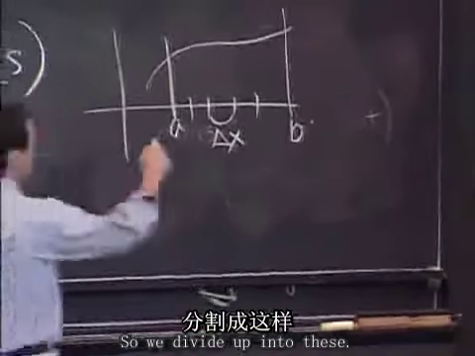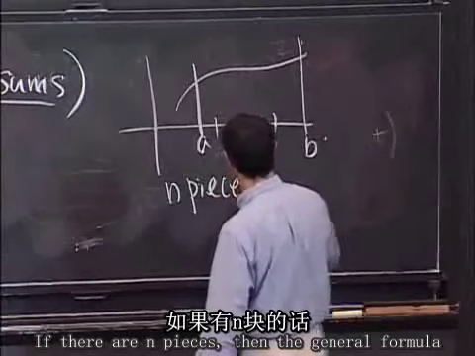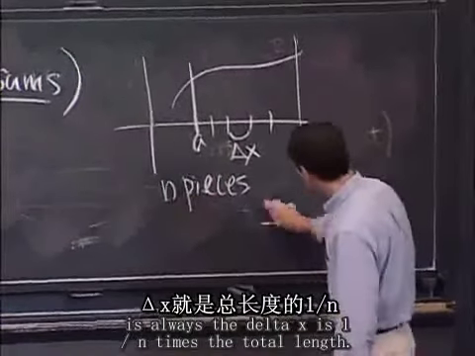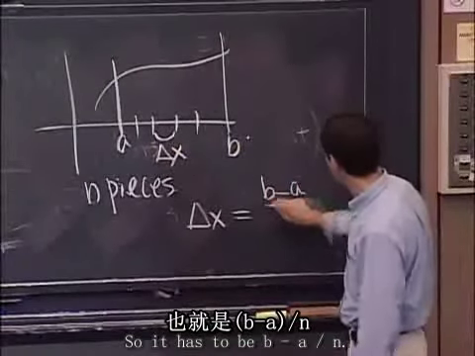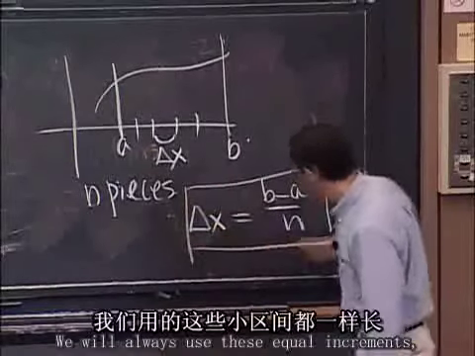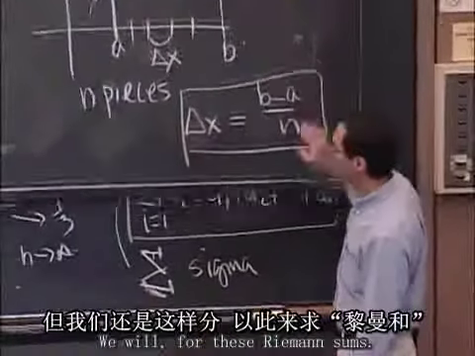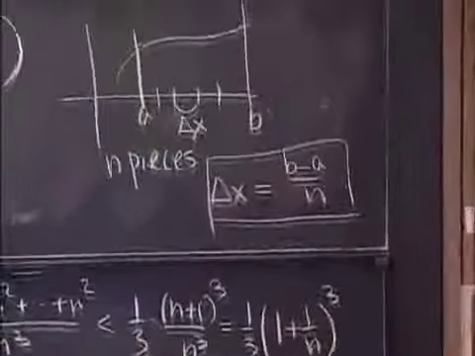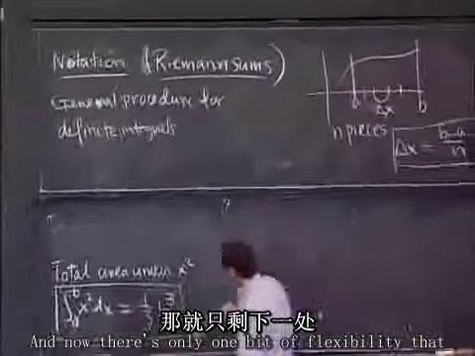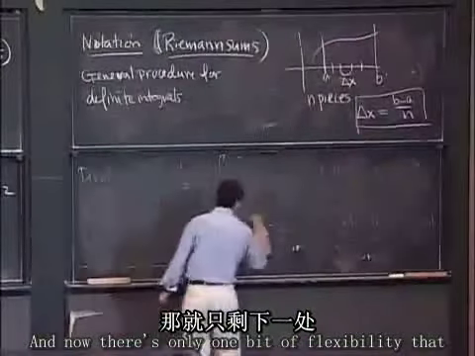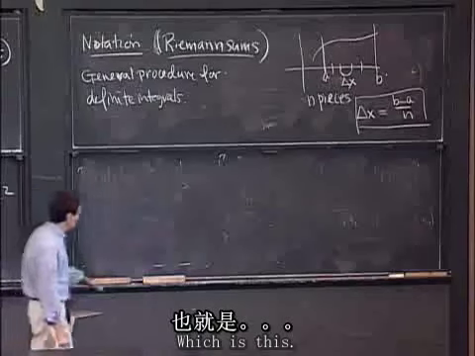So we divide up into these. So how many pieces are there? If there are n pieces, then the general formula is always that delta x is 1 over n times the total length. So it has to be b minus a over n. We will always use these equal increments, although you don't absolutely have to do it. We will for these Riemann sums.